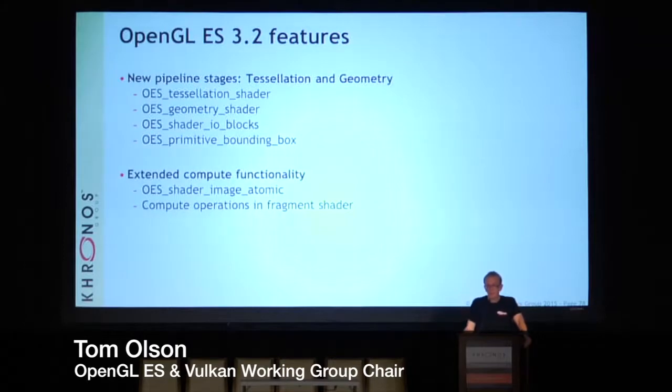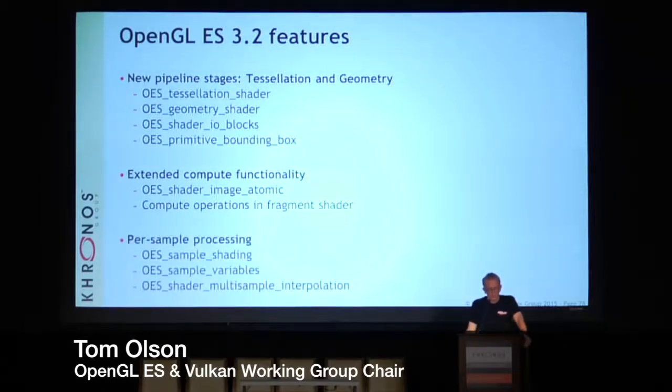Something I'm extremely excited about: in ES 3.1, we had the compute functionality of image read-write and atomics and stuff, but you could only use it in a compute shader. At least it's only required in a compute shader. With 3.2 and AEP, it's required in core that you be able to do those in the fragment shader, a minimum of the same number of binding points that you have in compute shader. So that's really cool. Per sample processing, you can do it two ways. You can get the sample mask yourself and work stuff out, or you can just say turn on sample processing and have the hardware do per sample fragment shader invocation.